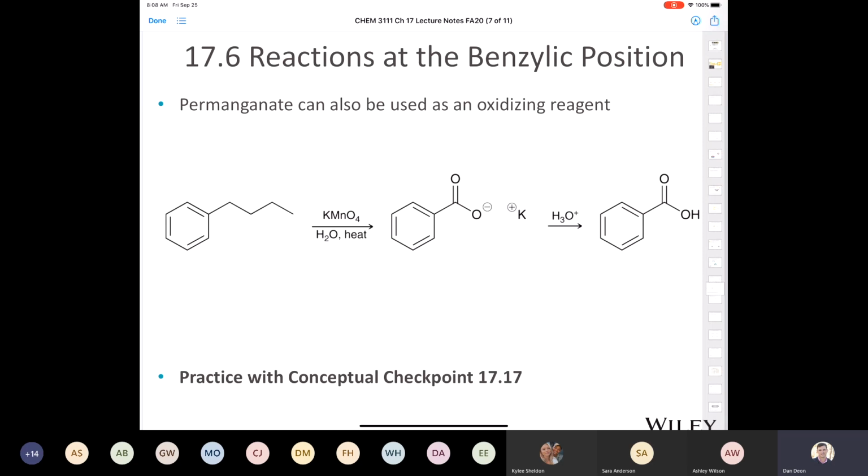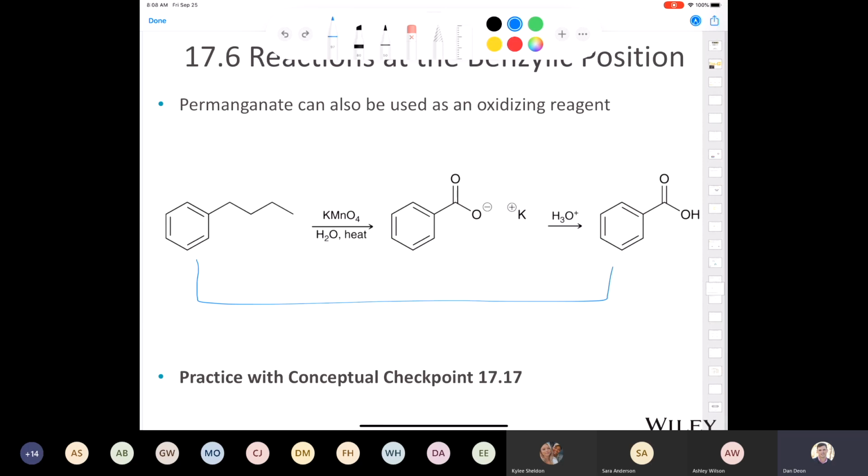Sorry, I'm just getting organized here. So overall, what's going on in this reaction is that you're taking this molecule, okay, and in the first step, you're treating it with potassium permanganate, water, and heat. And in the second step, you're treating it with hydronium like that.